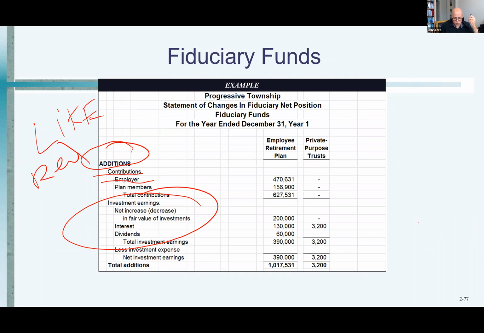Again, only the proprietary funds prepare the statement of cash flows. So this is the income statement. We call it the statement of changes in fiduciary net position. And we have additions, or like revenues, for example, the contribution from the employee and the employers. These days, most public pensions require the employee to also contribute to their own retirement. Of course, there needs to be some earnings on that.